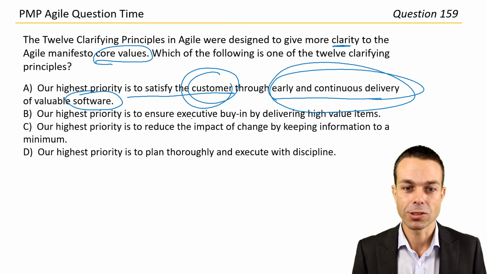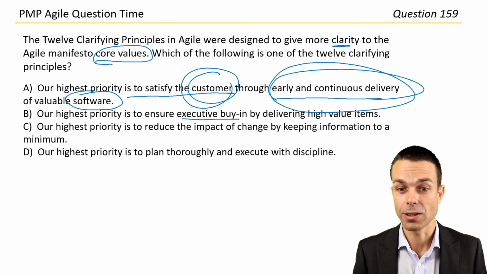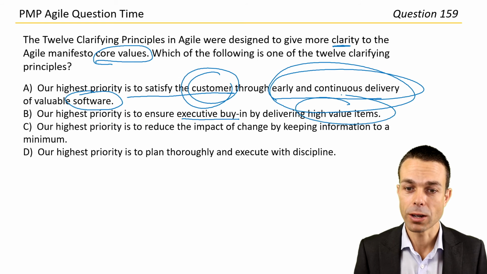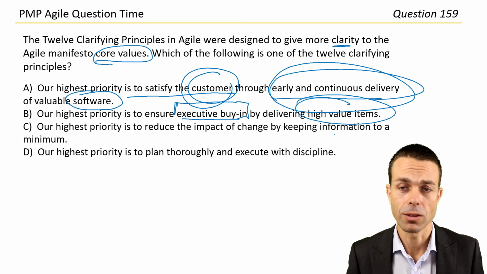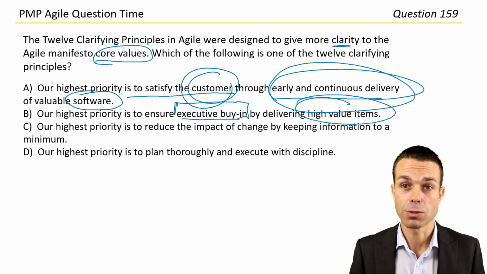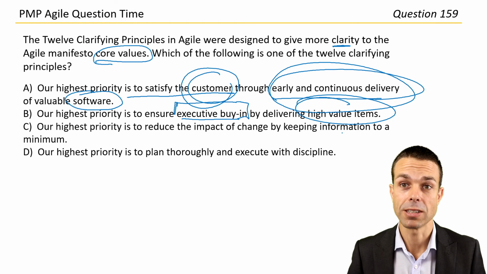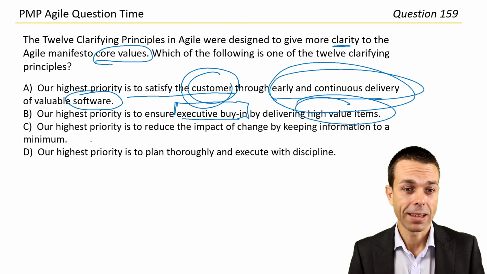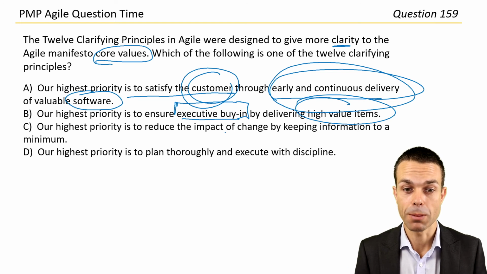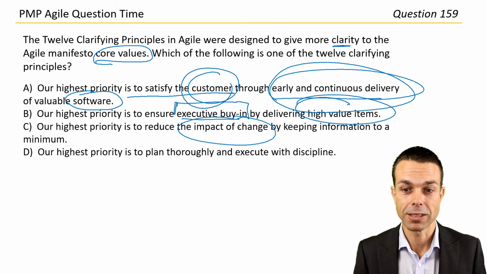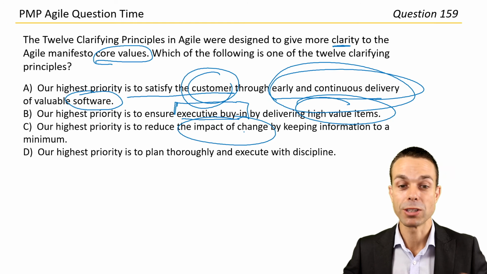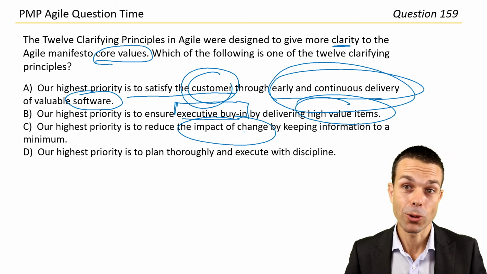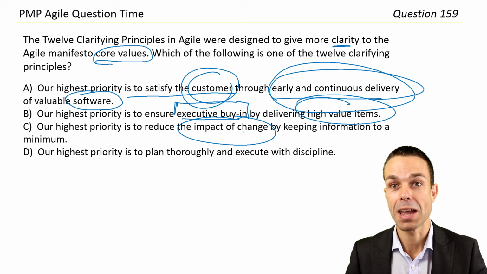The highest priority is to ensure executive buy-in by delivering high-value items. High-value items, yes. Executive buy-in is definitely important, but it's not part of the Agile Manifesto or the Agile clarifying principles. It's more about the team and conversations and collaboration with the team. Our highest priority is to reduce the impact of change by keeping information to a minimum. No, it's actually the opposite. We want lots of information, we want transparency, and we actually want to be okay with change and being able to change fast.